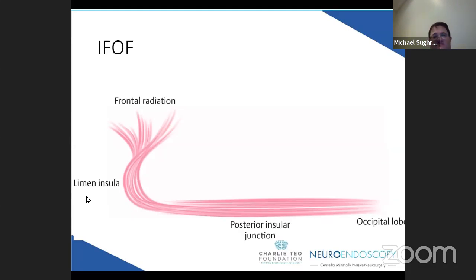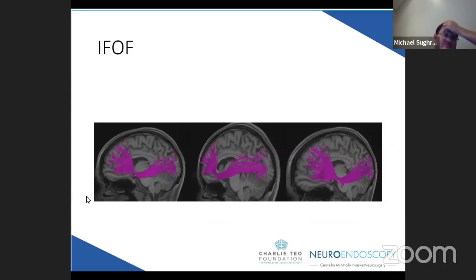Next is IFOF. So IFOF is a very big tract. It fades out both in the frontal lobe and the occipital lobe. And it has this little area here running along the bottom of the insula. So here, not so important that you don't get into it. Here, not so important that you don't get into it. But between here and here, you can take the whole system down with one cut.